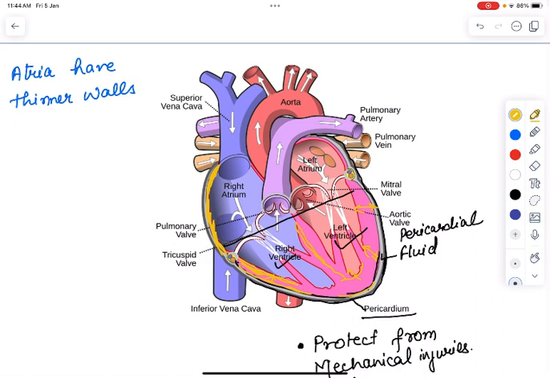It has to pump the blood to all parts of the body. This is the right ventricle and this is the left ventricle. The right ventricle will have to pump the blood to the lungs only, but the left ventricle has to pump the blood to all parts of the body, from the toe in the feet up to the brain, against gravity. So the walls are thicker.